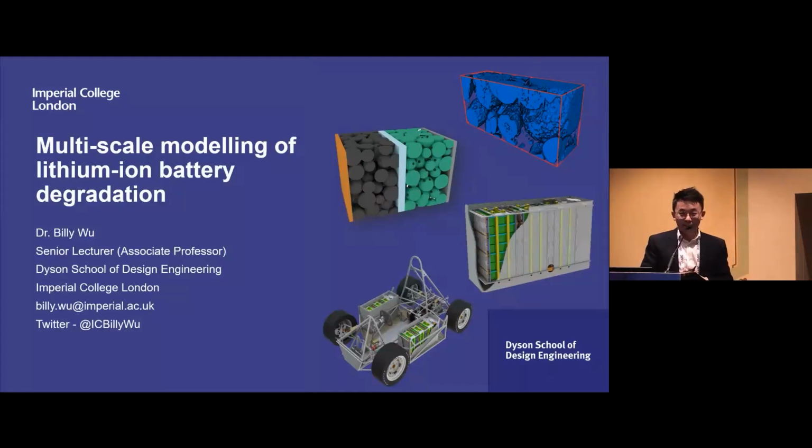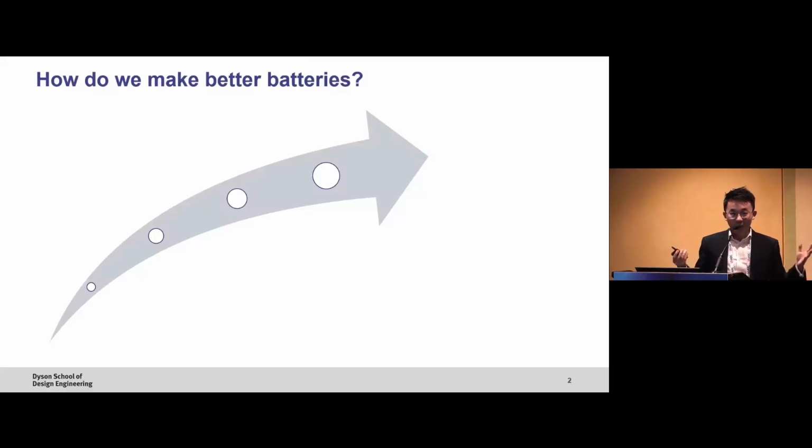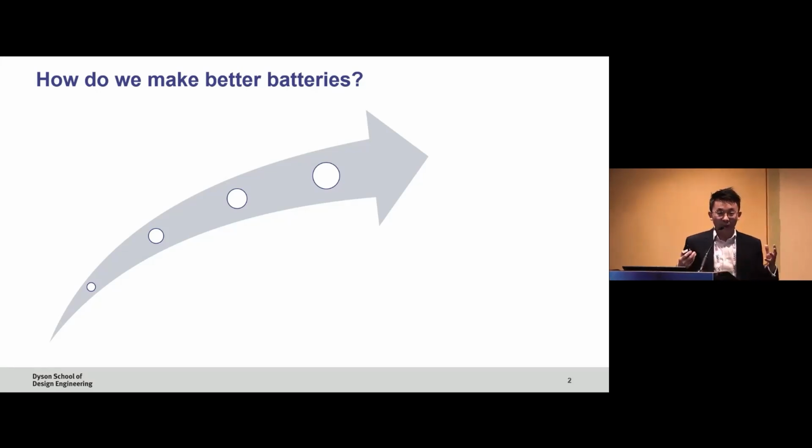So my talk is about multi-scale modeling of battery degradation. There's a couple of equations here, but hopefully I won't make it too heavy given the time of day that we're at. So first of all, diving straight into the problem, you might be asking, how do we make better batteries? And as the name of the talk suggests, we need to consider multiple length scales of interest.